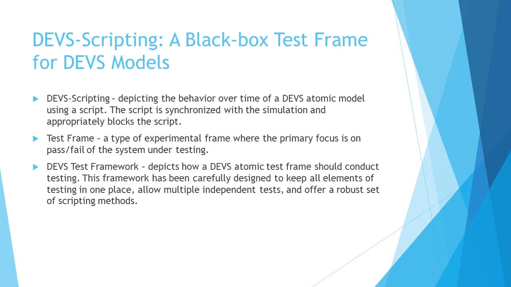DEVS scripting depicts the behavior of a DEVS atomic model through a script in a separate thread. We aren't using multiple threads to reap the benefits of parallel processing. We are using it to keep a persistent stack frame so we can write simple scripts. This has some unique advantages, but is not very scalable. If we had 1,000 scripted models, we'd have 1,000 threads competing for the same resources. Therefore, our focus will be on the test frame and its implementation. This removes scalability as an issue because one test frame typically facilitates the entire test case.